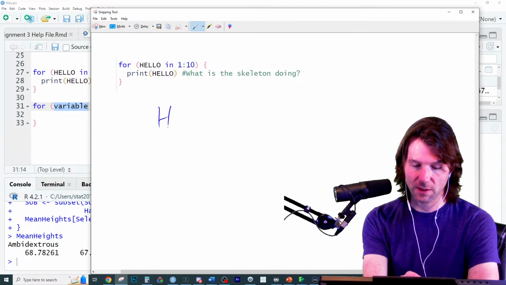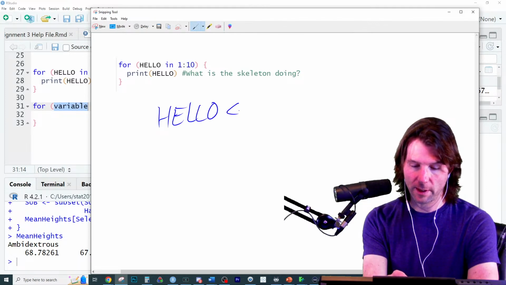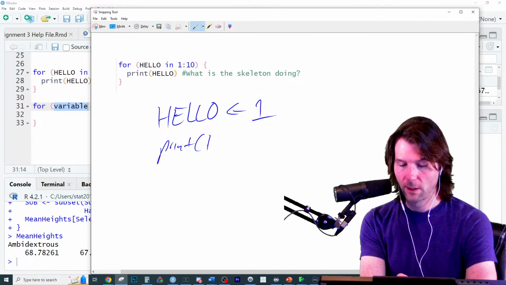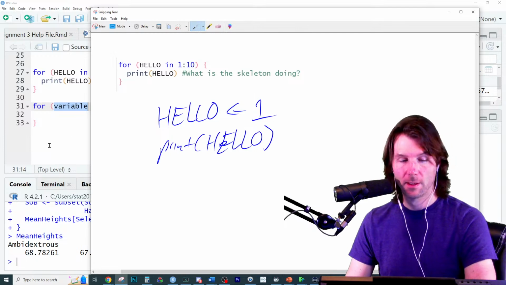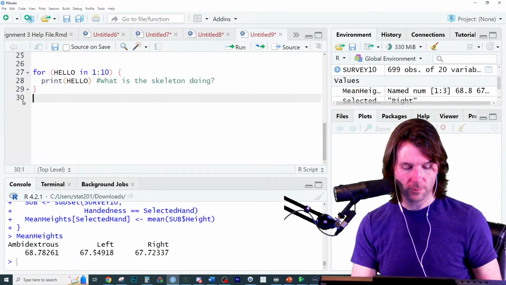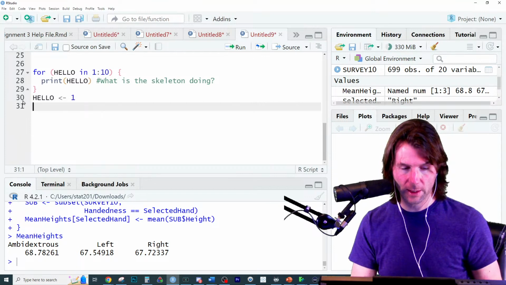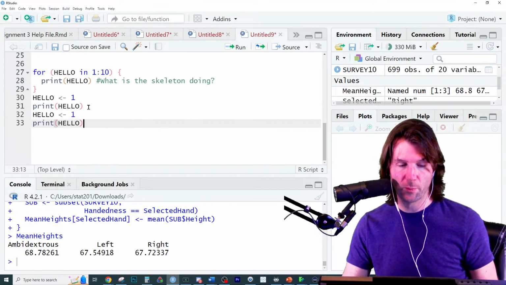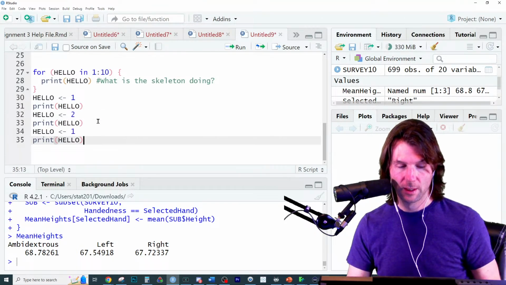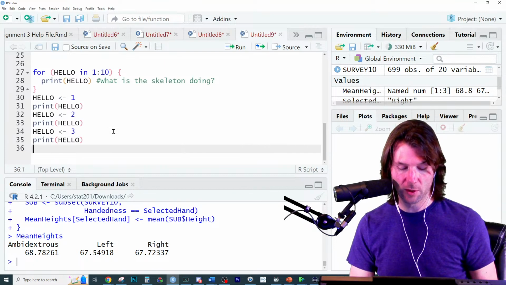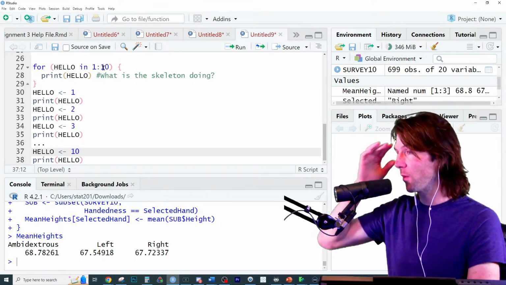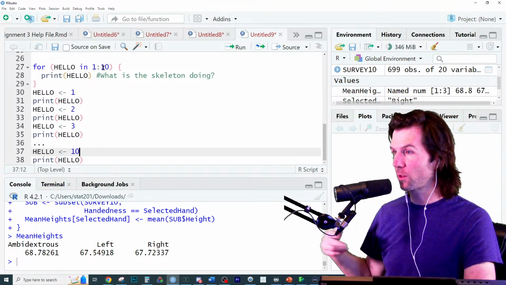The first time it runs, it says hello, left arrow 1, and then it says print hello. So what will be displayed on the screen? My handwriting is so bad. So when the for loop runs, it goes hello, save into 1, print hello. Yup. And then it's just going to do what? Loop back to the top, change it to 2. Does this make sense here, Kaya, that when you think about what the for loop is doing, it's just changing the variable to a different element in the vector each time it runs?